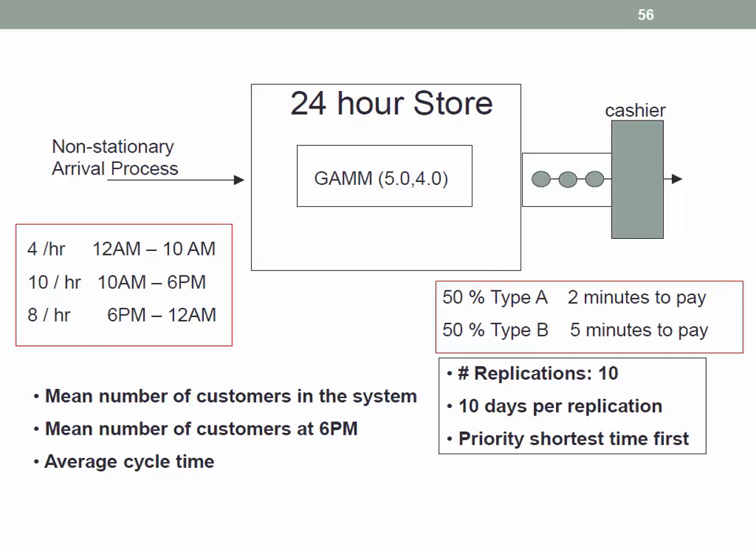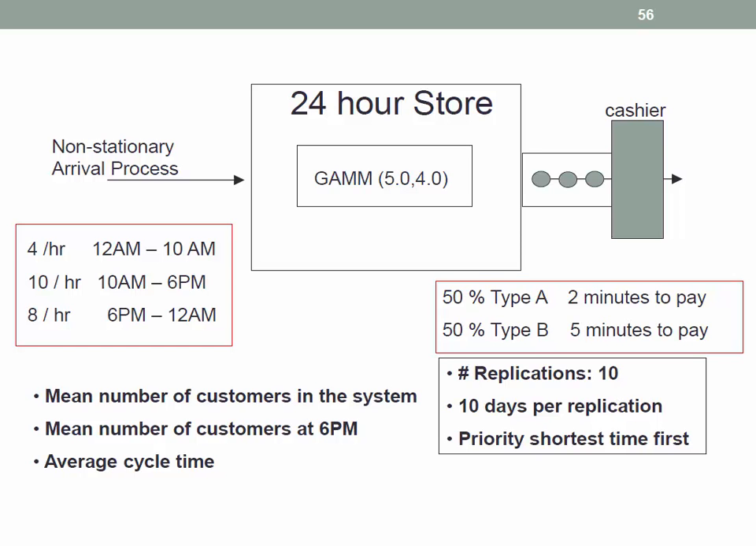And then after they're done searching for the item, they'll go to a cashier station, in which they're going to wait in a single queue, and they're going to pay for what they're buying. So we're going to have two types of customers. 50% are type A, it will take 2 minutes to pay. Those are the ones that pay with credit card. And then we have half of the customers that will take 5 minutes. Those are the ones that are coming with coupons and paying with cash and so on. Okay?